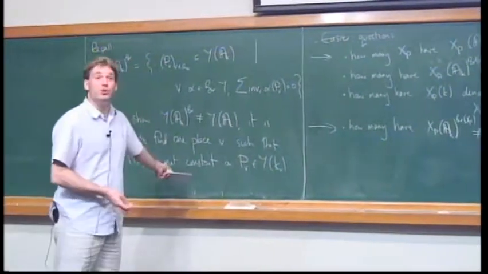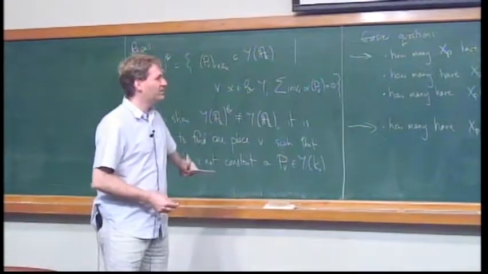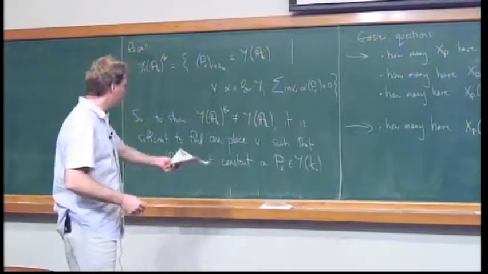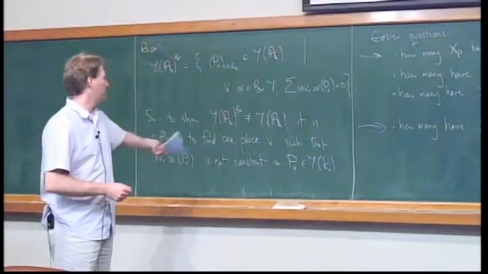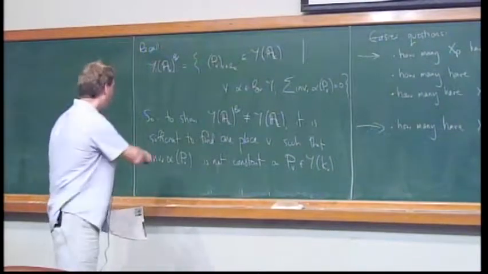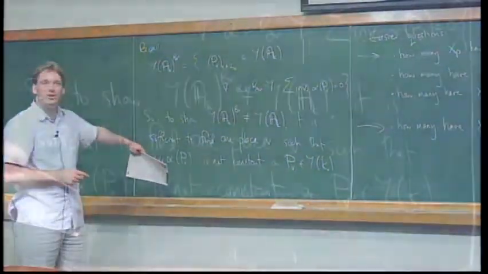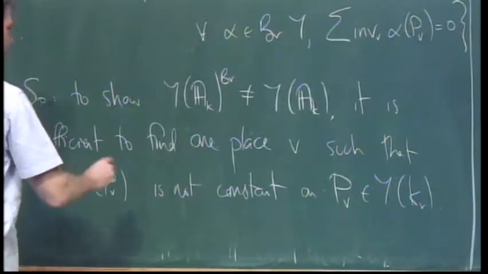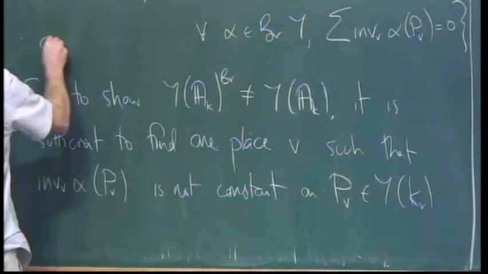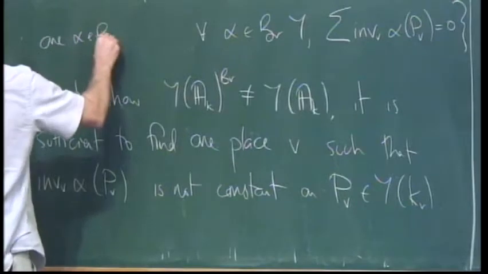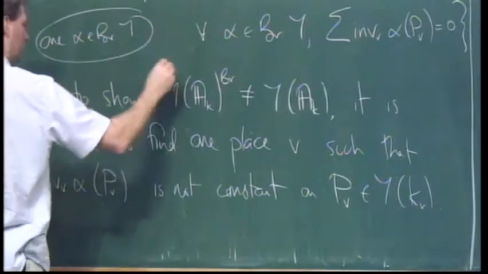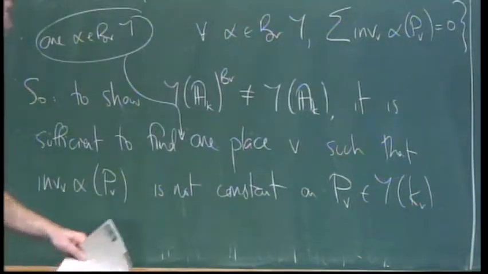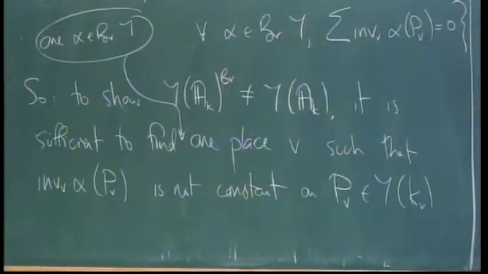Okay, so this is what we're going to do. We're going to show that in order to show things don't satisfy weak approximation, we just need to find one place where this map corresponding to alpha is not constant, and I only need to do this for one alpha in the Brauer group as well. So it's sufficient to find one alpha in Brauer Y and one place where this happens. Okay.